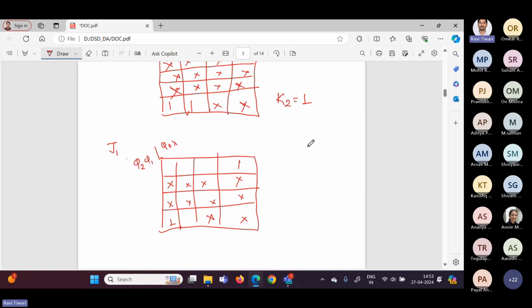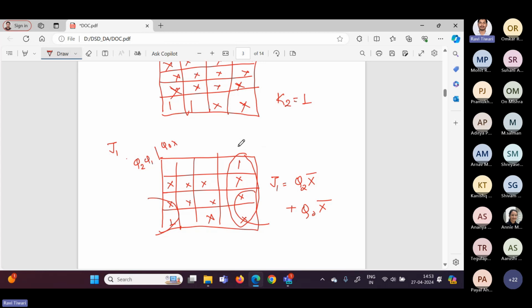Now here we can make a group of one quad like this. One quad I will make like this. And one quad I will make like this. So here the expression of J1 will be given by J1 is equal to Q2 x bar plus Q naught x bar. So this is J1.